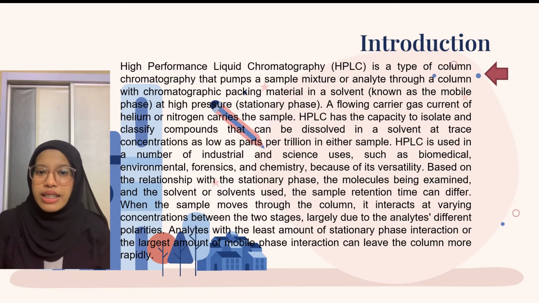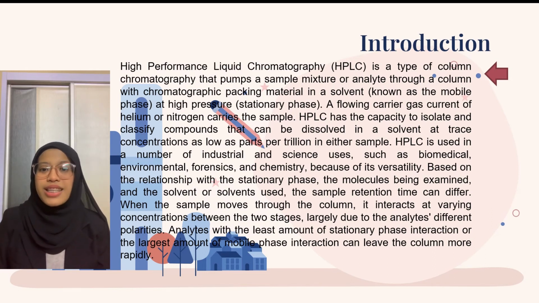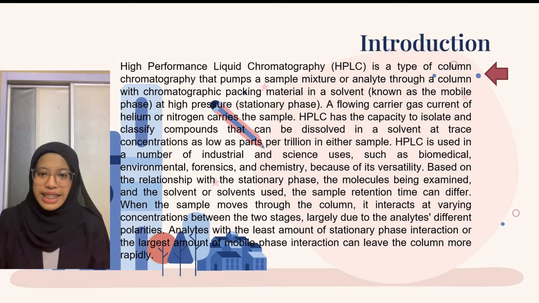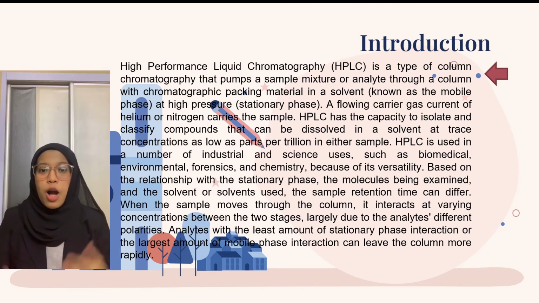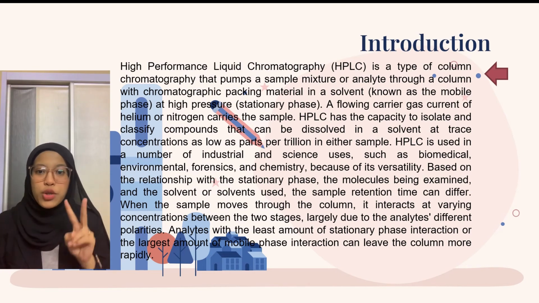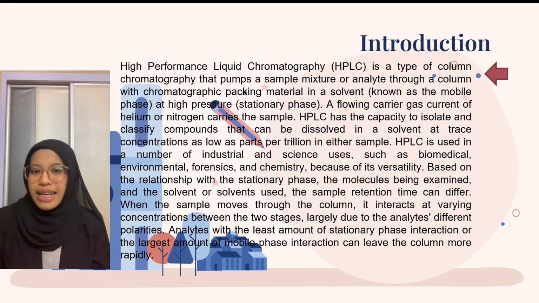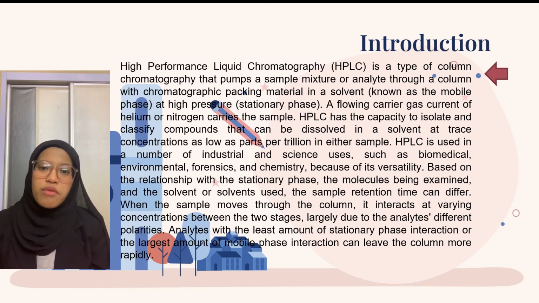HPLC is used in a number of industrial and science uses, such as biomedical, environmental, forensics, and chemistry because of its versatility. Based on the relationship with the stationary phase, the molecules being examined, and the solvent or solvents used, the sample retention time can differ. When the sample moves through the column, it interacts at varying concentrations between the two phases, largely due to the analyte's different polarities. Analytes with the least amount of stationary phase interaction or the largest amount of mobile phase interaction can leave the column more rapidly.